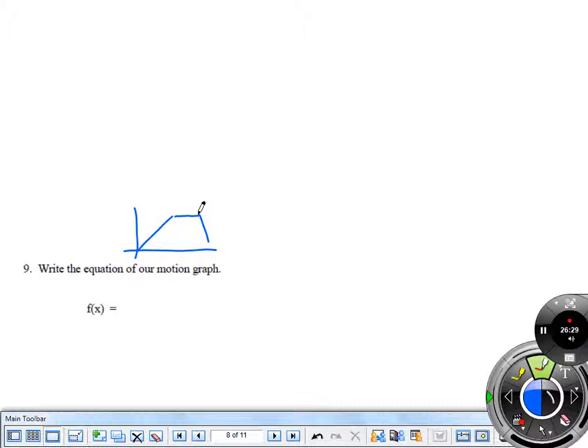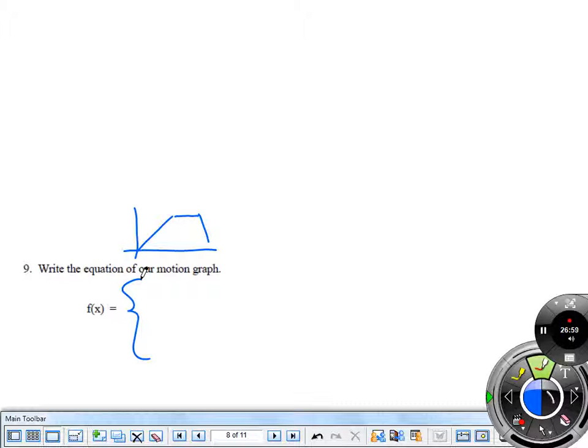How many pieces would we expect our piecewise function to consist of to represent this graph? 3. So I'm going to make that weird little bracket thing because I've got to have room to write 3 different pieces of it. We already wrote the 3 equations, so we already have the pieces that we need right here. Piece number 1, piece number 2, piece number 3. We already figured that out. We did all the work for writing equations of lines. So I'm going to go ahead and write those down.